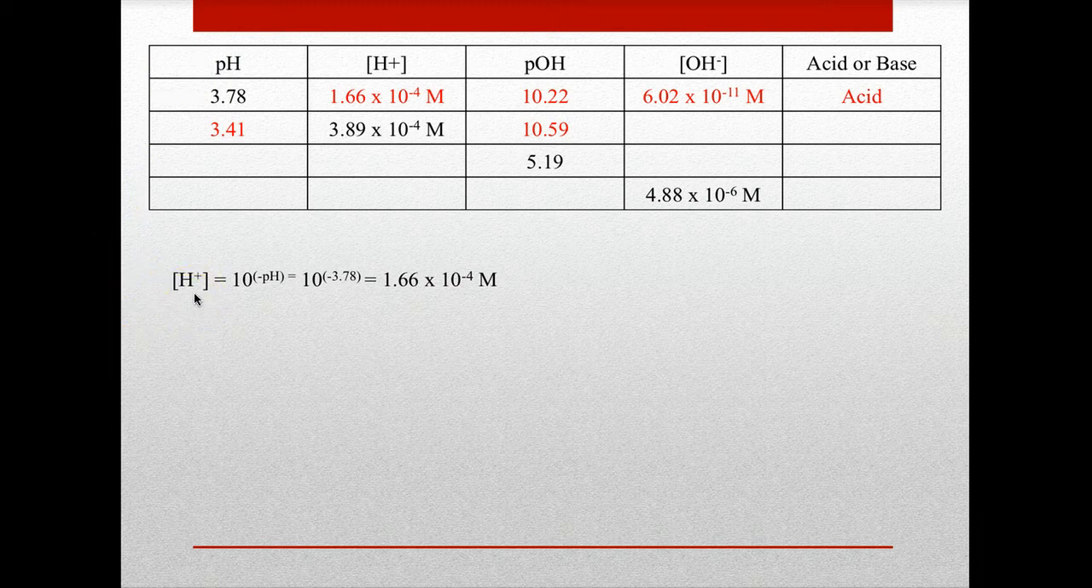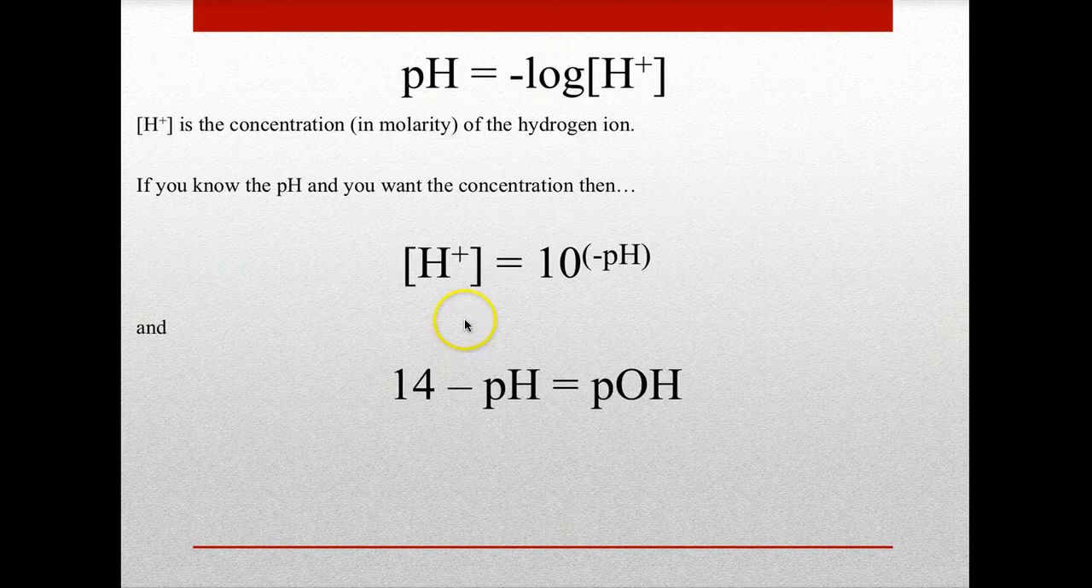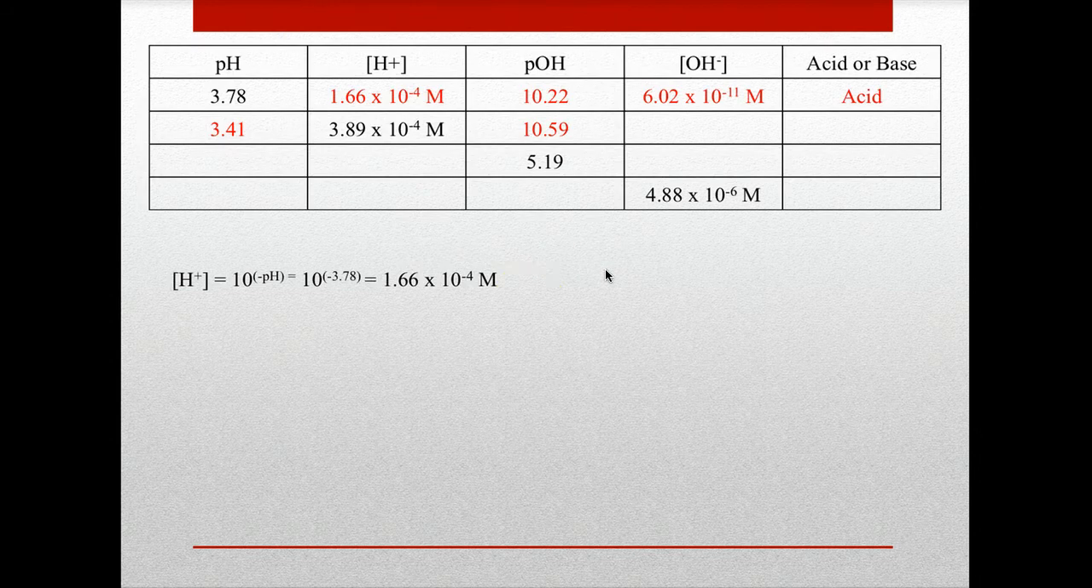Well, if you think back to this slide, rearranging the formula that we're given gives us the hydrogen ion concentration is equal to 10 to the negative pH. Okay, so if we take 10 and raise it to the power of the negative pH, it's going to give us 1.66 times 10 to the negative 4th molarity. So that's the answer there.